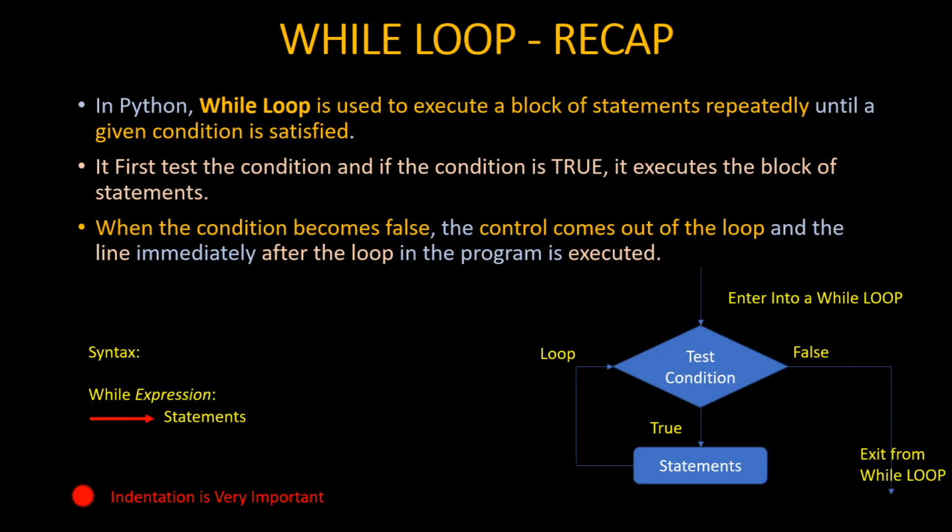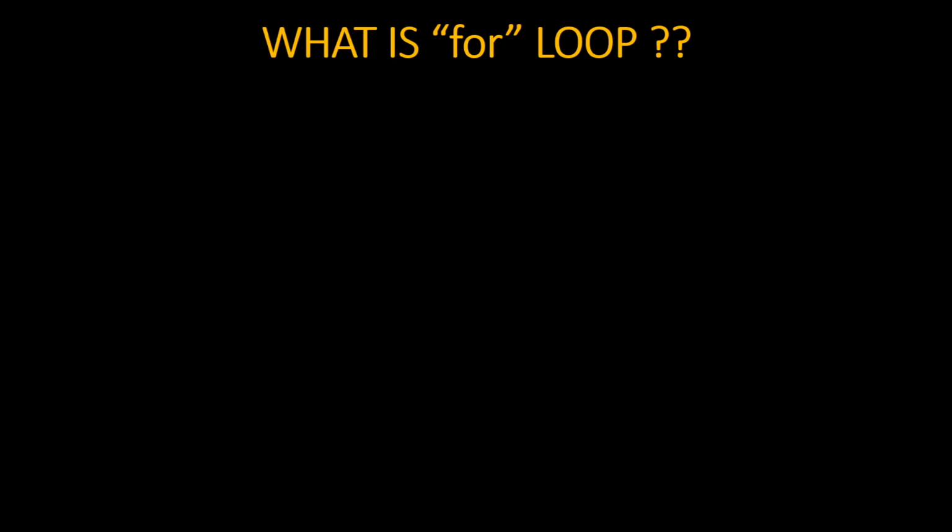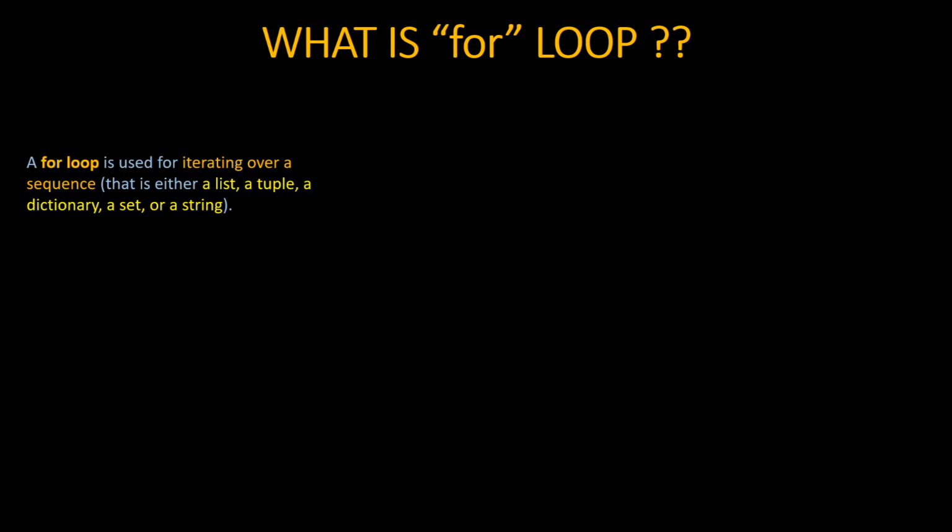So our next topic is about for loop. Okay, so what is a for loop? A for loop is used to iterate over a sequence. A sequence could be a list, a tuple, a dictionary or anything. With the for loop we can execute a set of statements or a block of code once for each item in a list or in a tuple or any sequence.